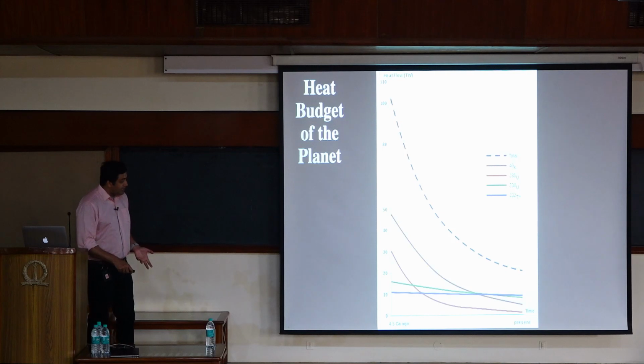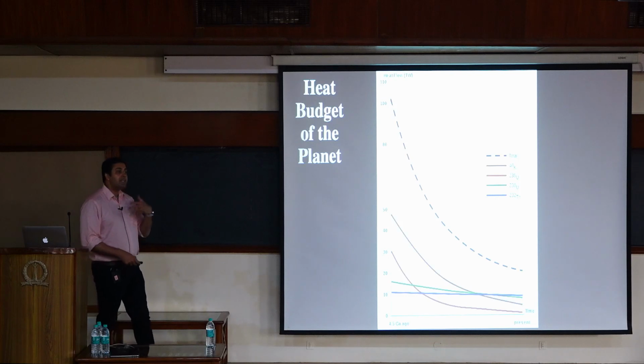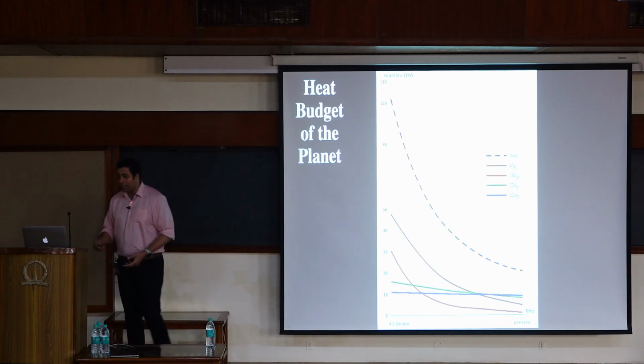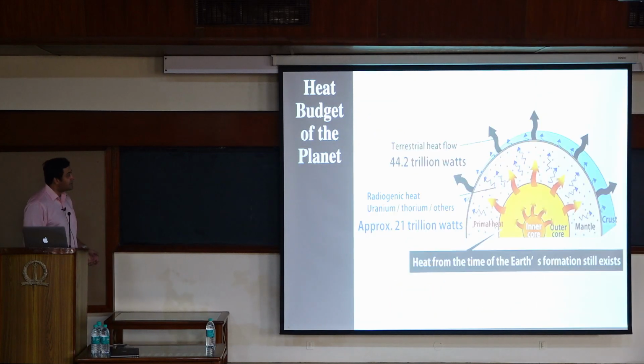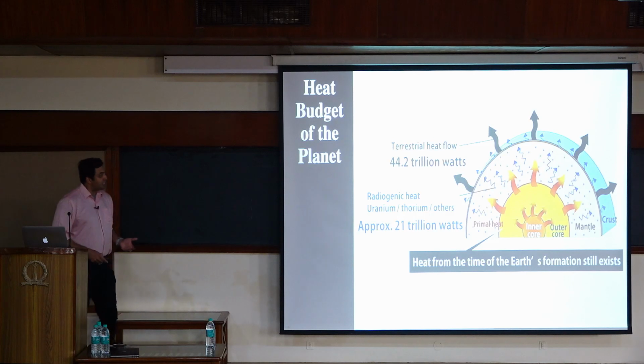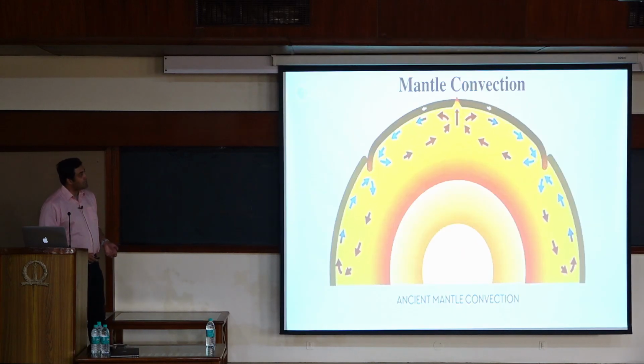Around 4.5 billion years ago, when we started this story, there was a lot of internal heat. And we have been decaying away in that internal heat because the potassium-40 and uranium-235 have all decayed away. So they have much shorter half-lives than the age of the planet. So we now have around 44 trillion watts of energy to deal with. What happens to that energy?